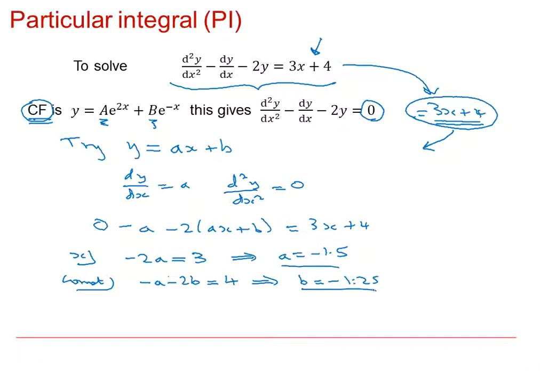So we have the values of a and b, and therefore we can write down what's called our particular integral. So the solution that would solve the non-homogeneous case is y equals minus 1.5x minus 1.25, and that is the extra top-up solution which would solve the non-homogeneous case.